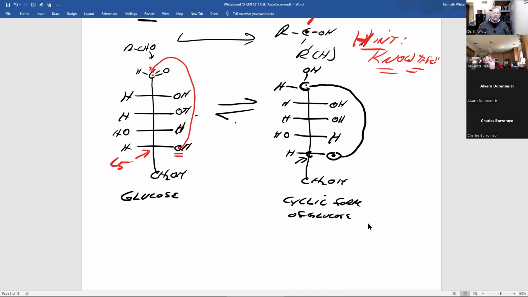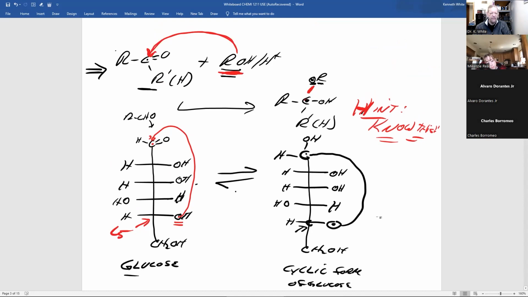If I put the cyclic form of glucose, you should know how to draw the structure. You can put down the name too if you wanted to. I'll be nice on that. For glucose. And let's go through this again.